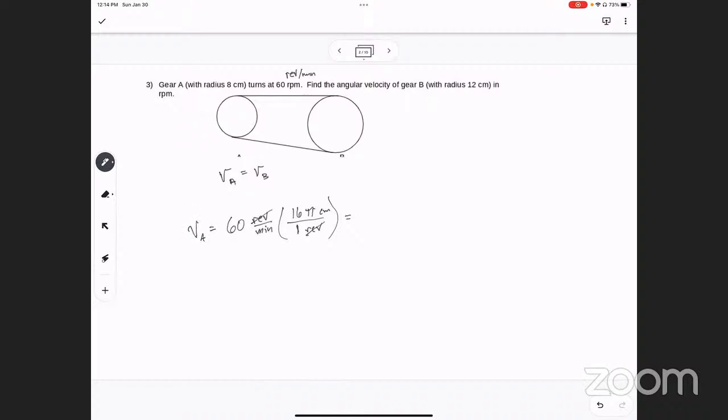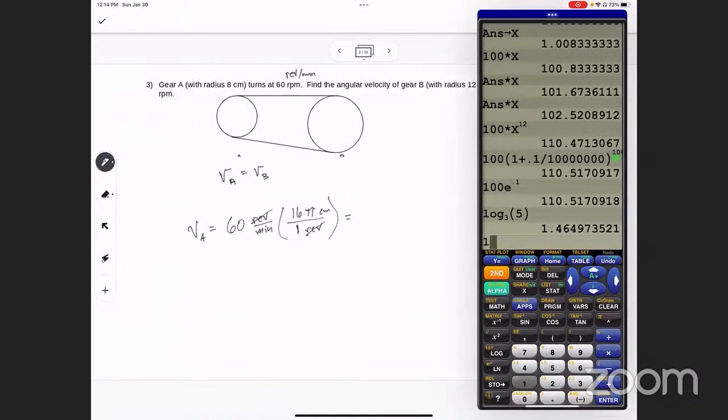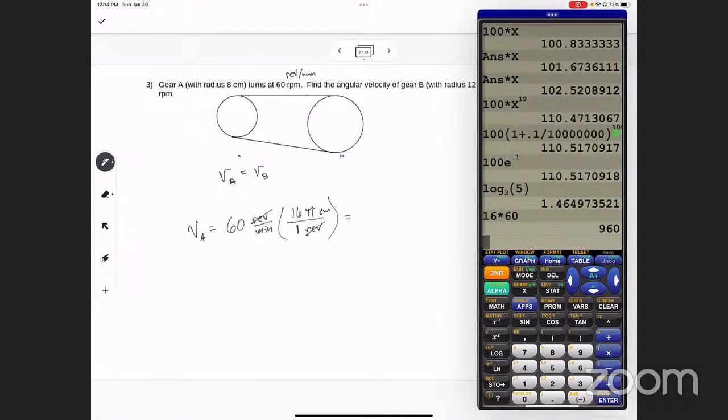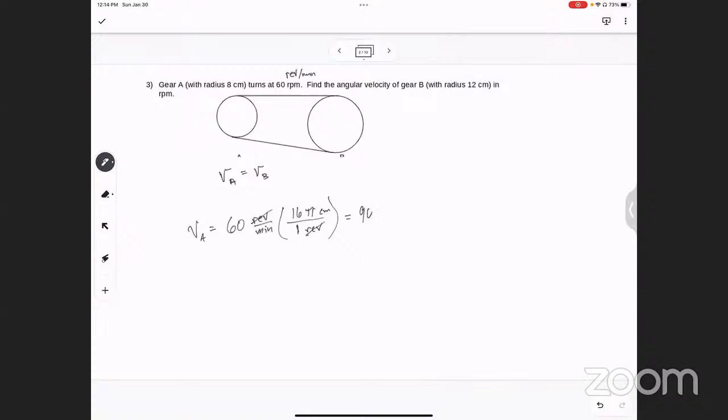It's going to be 16 times 60 pi. So 16 times 60, 960 pi centimeters per minute. Now that's the same as the linear velocity of B. The linear velocity is going to be the same, right? So the linear velocity of B is 960 pi centimeters per 1 minute.